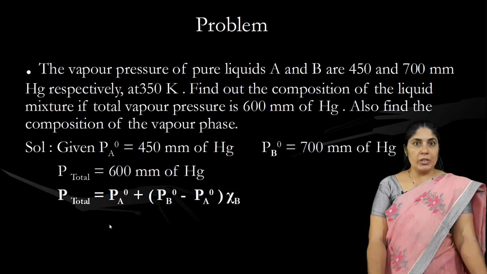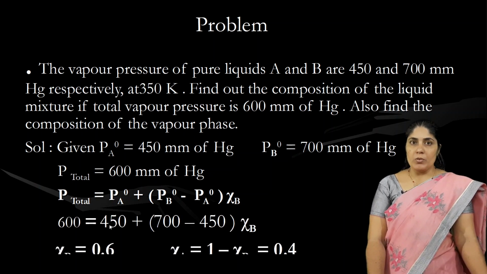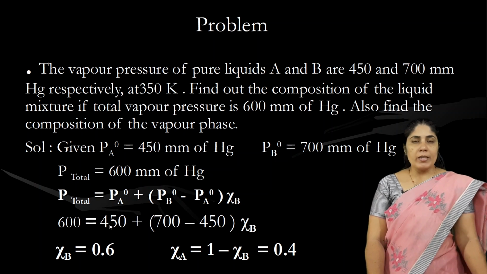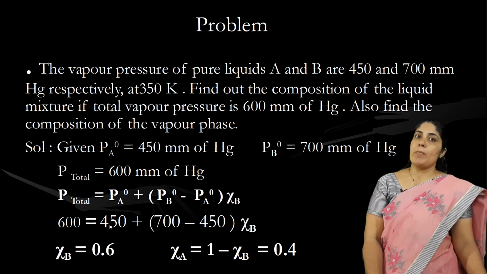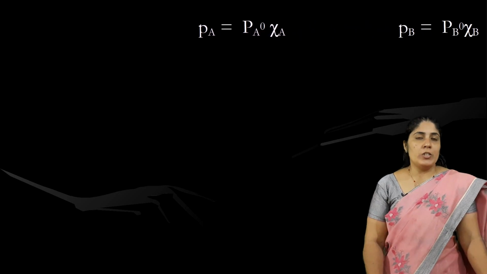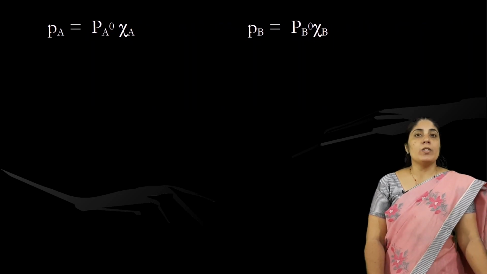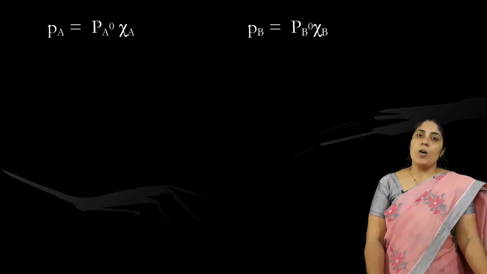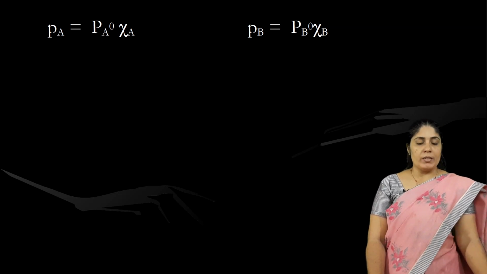On substitution, the final answer comes out as Chi B is equal to 0.6, and by substituting into the equation 1 minus Chi B is equal to Chi A, you will get the answer as 0.4. Now these are the mole fractions in the solution phase. Now we will go on to the calculation of the partial pressures of the respective components.